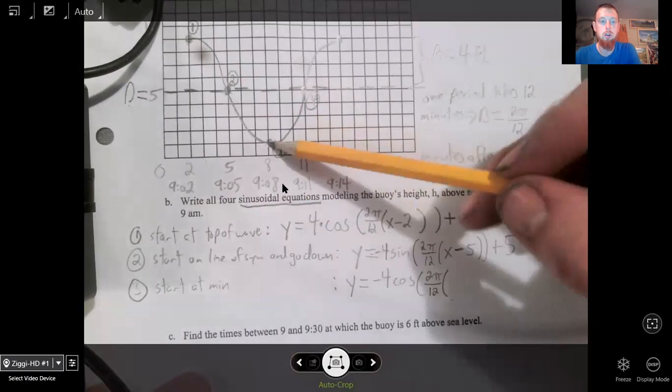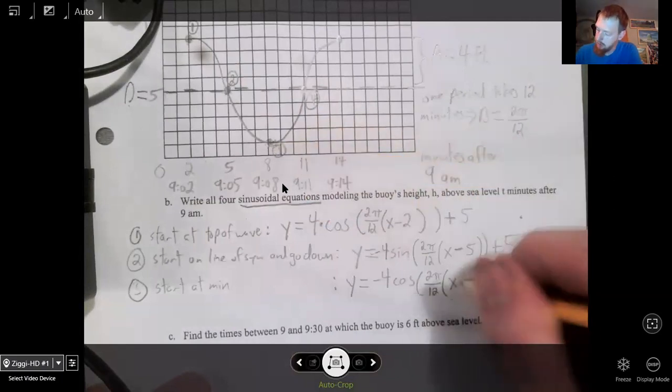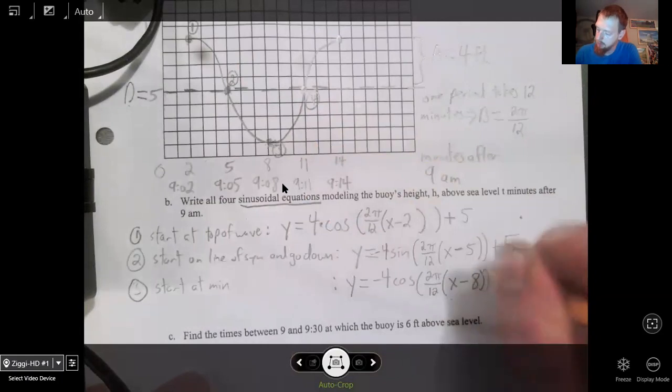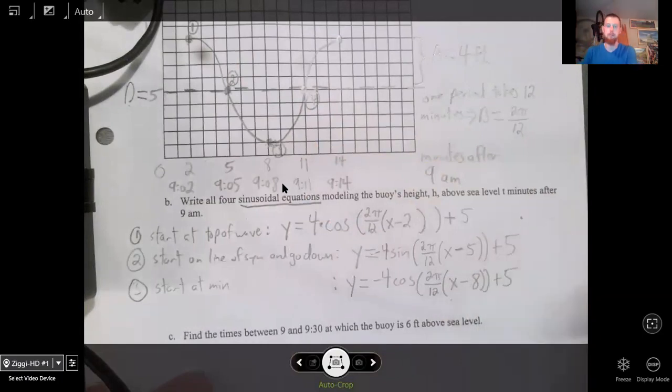When does this point occur? It happens at 9:08. So we need to shift 8 units to the right. Line of symmetry is still the same. It's still plus 5.